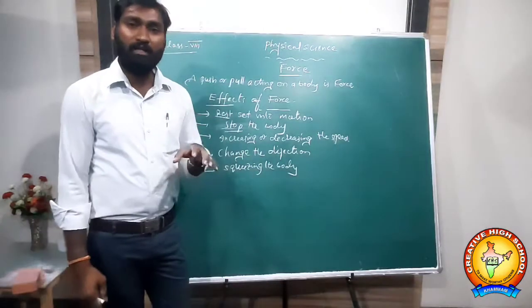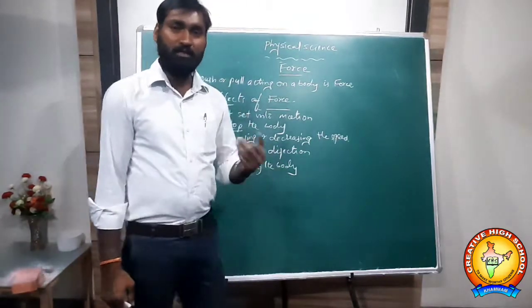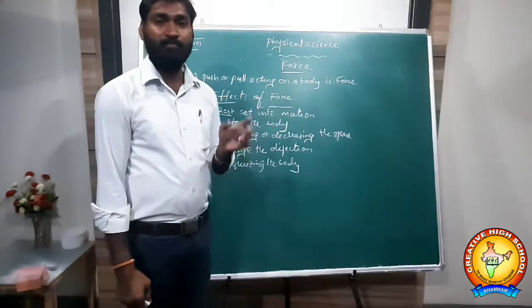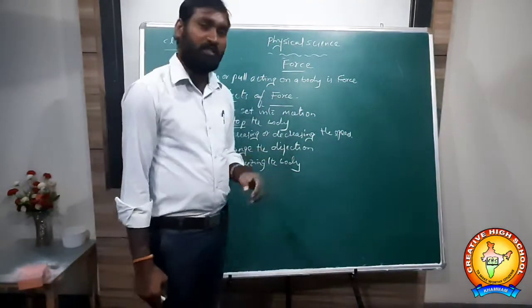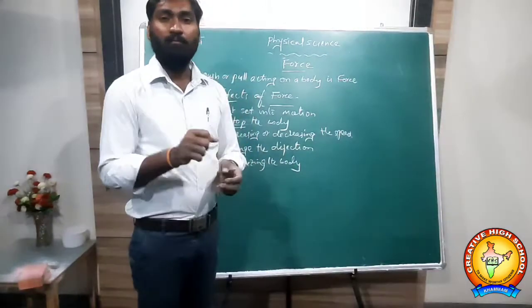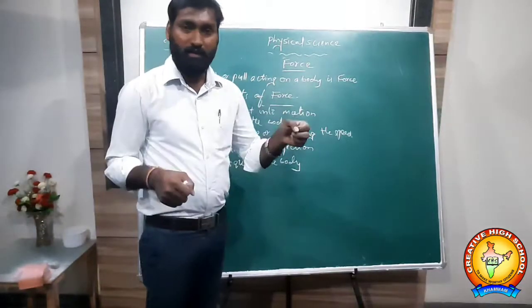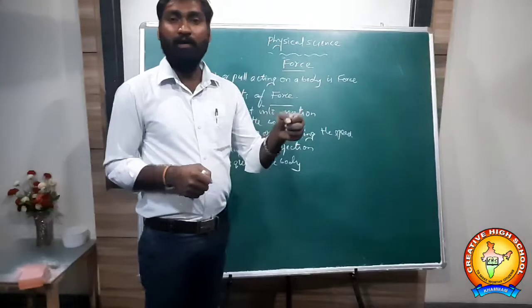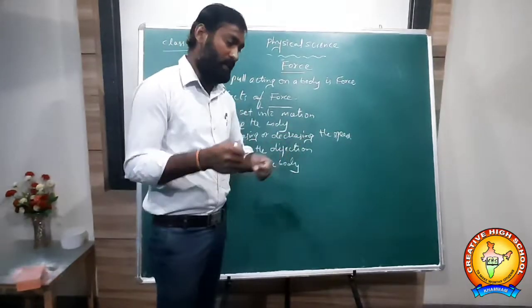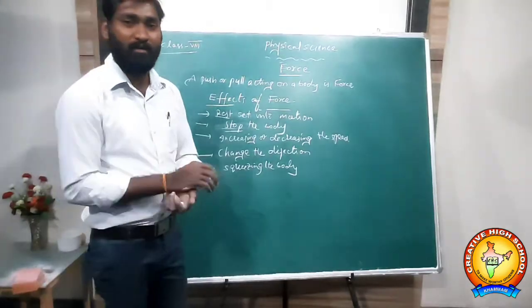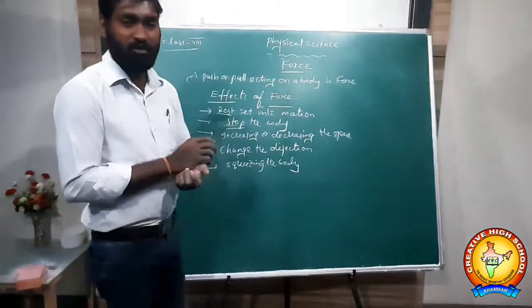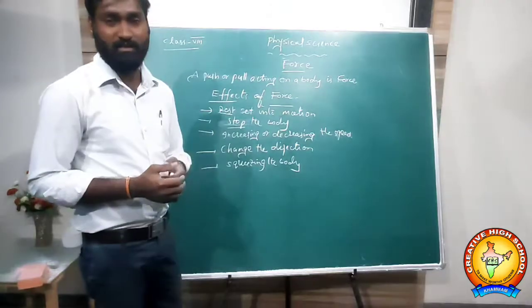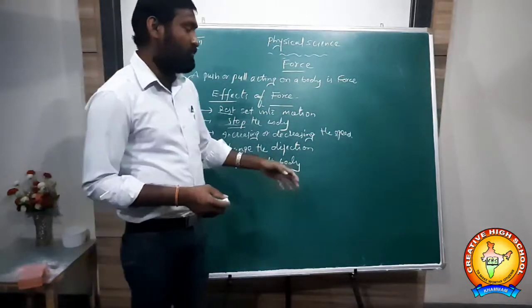Okay, next, increasing or decreasing the speed. We are applying force on the pedals of the bicycle. What happens? We may increase the speed. Okay, change the directions. We apply force on the handle, and when we are turning, we can change the direction. And also, for example, we are playing carrom board coins. When you push it, you just apply force on the striker. We make different directions.